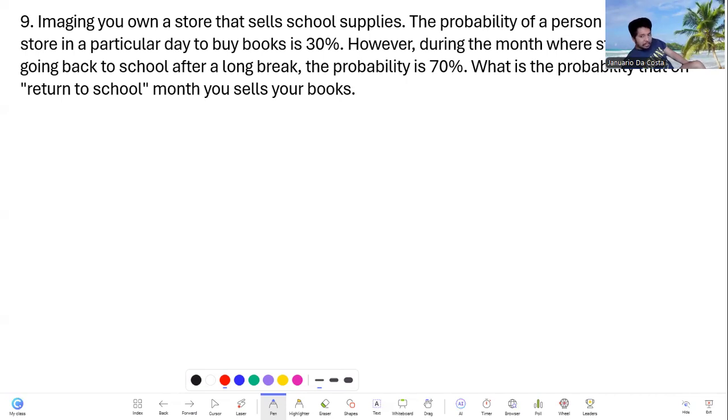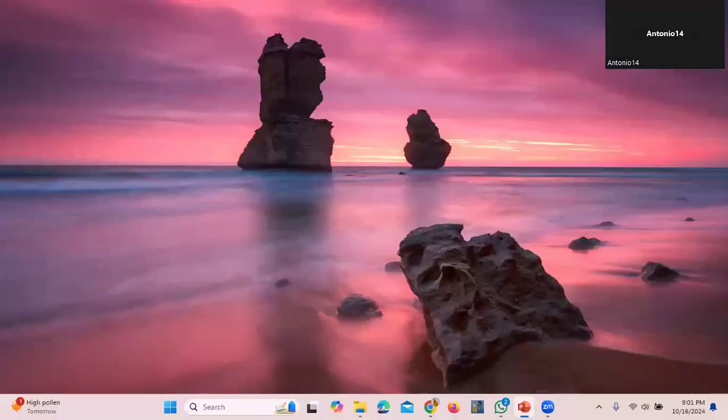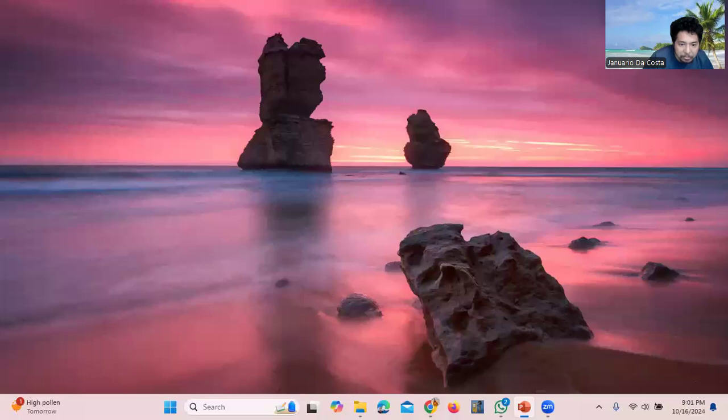What is the probability that on return to school month you sell your books? Hold on. I think this problem is a bit confusing. Let me just change to another. This problem is a bit confusing, I think.